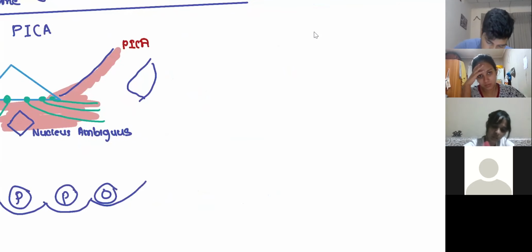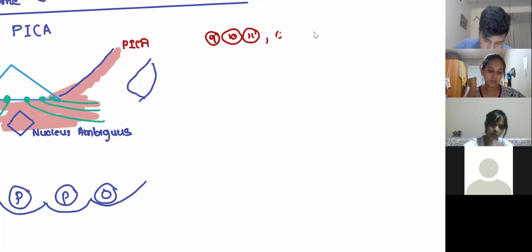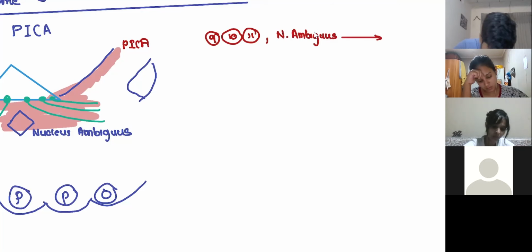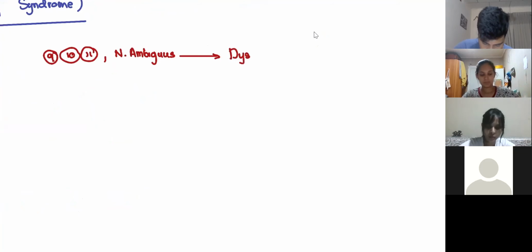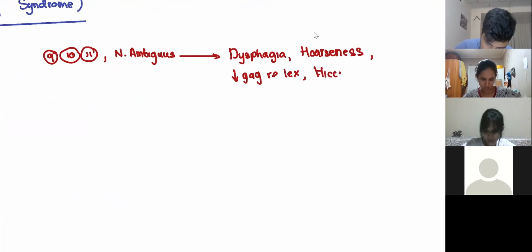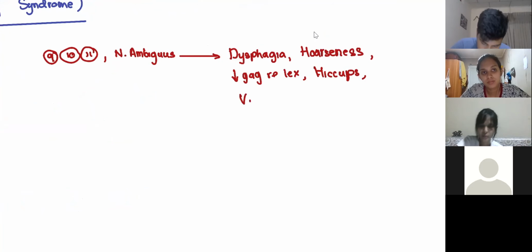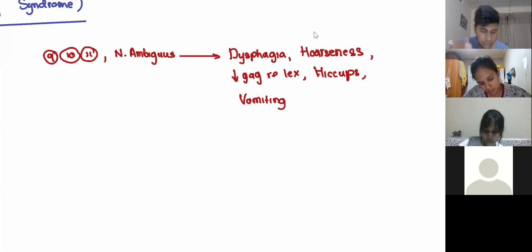So when cranial nerves 9, 10, 11 are affected, okay, nucleus ambiguus, the patient will present with dysphagia, hoarseness, decreased gag reflex, hiccups, basically anything to do with something coming out or going in, either you talking or something like vomiting. You should know the functions of cranial nerves 9, 10, and 11.